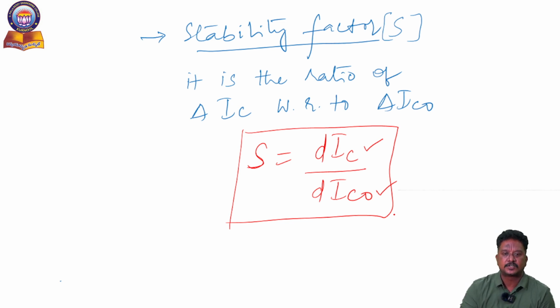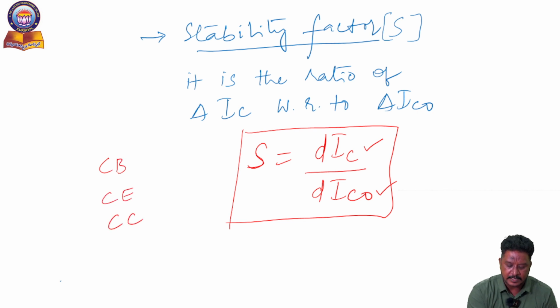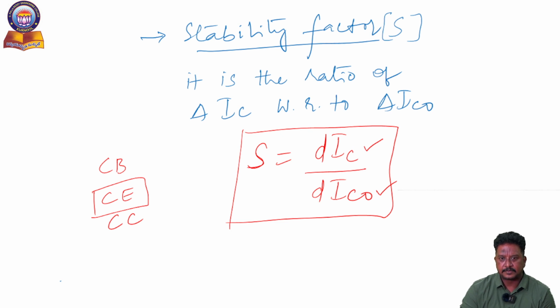This is the basic definition of stability factor, but actually stability factor depends on the type of configuration we are using. More or less, I have already come across this in the previous session also. For the time being, I am considering transistor biasing circuits with the common emitter configuration only. Of course, we can use common base, common emitter as well as common collector. Why do we require the stabilization circuit only in the common emitter configuration? That we will see with a little more analysis on stability factor.